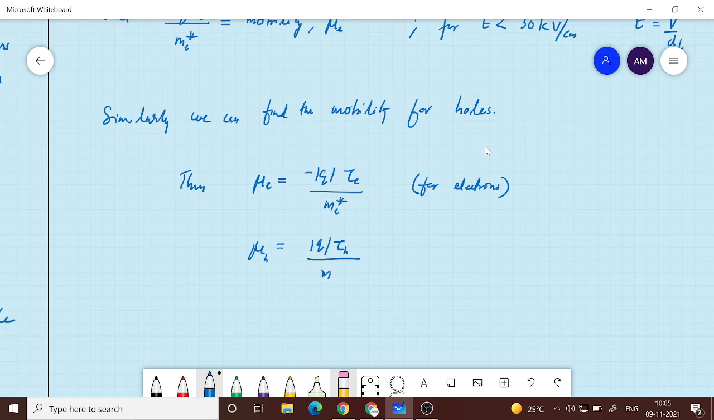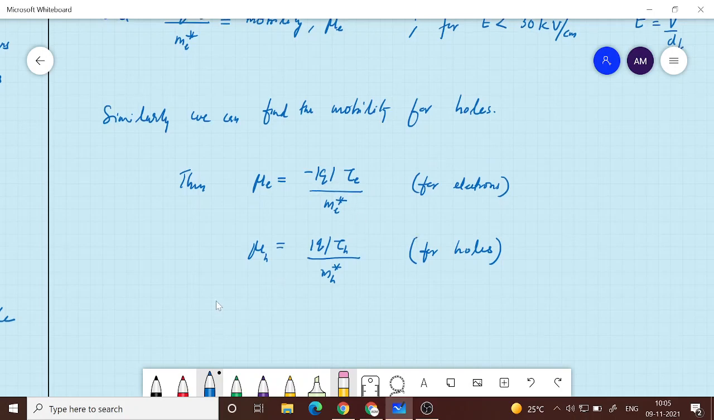So here we are talking about the mass of the holes, which we showed earlier is going to be positive, m_h star, because we are taking the top of the valence band. From there we get m_h to be positive with a positive charge. Positive mass with positive charge for holes. So these are the mobilities.